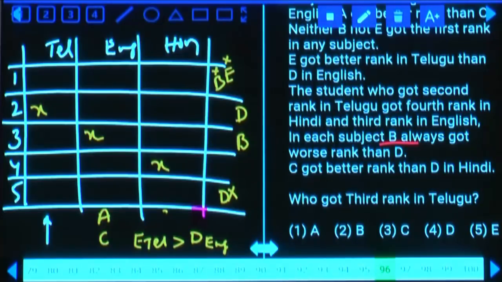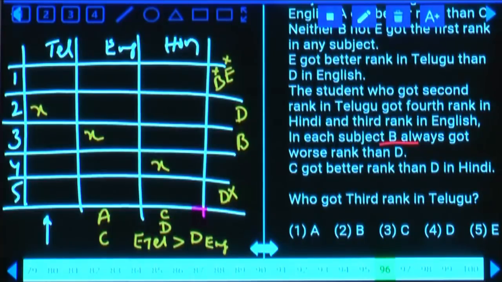And C got better rank than D in Hindi. This is the information we have. Now we have 4 statements, 4 conditions given. How many blanks are there? There are some 15 blank places we need to finalize. Now tell me, who can be in the place of X?